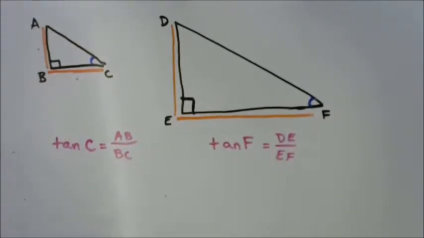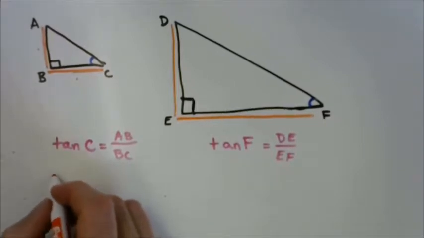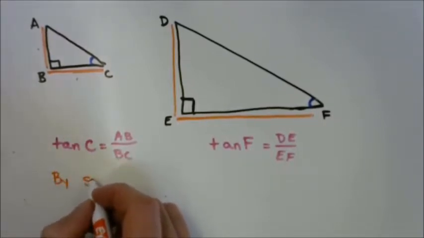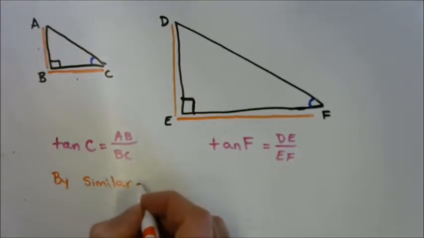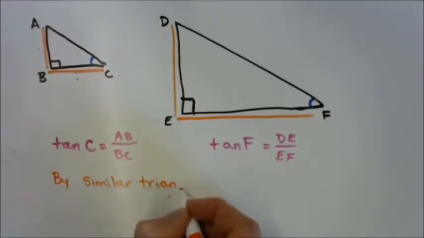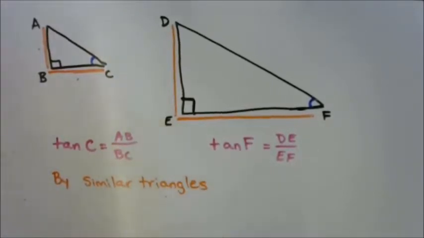That's what we're talking about here. By similar triangles. There's only a little bit more to go, so hopefully you have the space for it. What does similar triangles tell us?